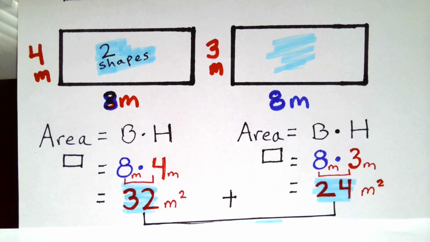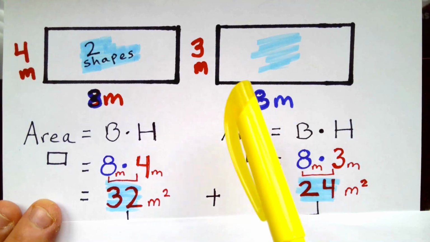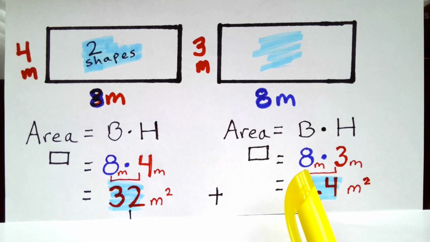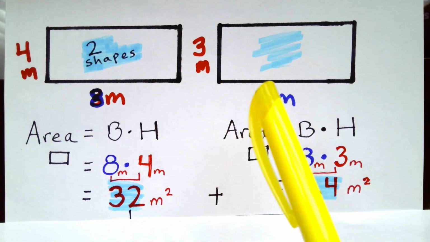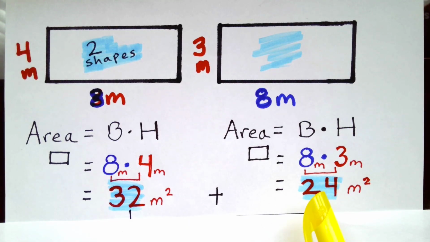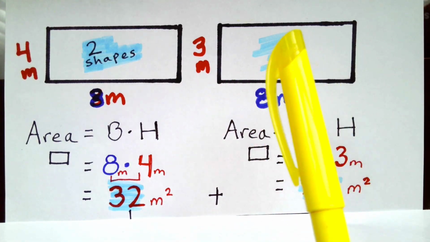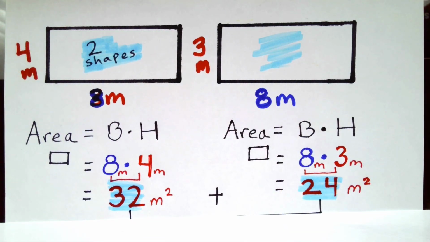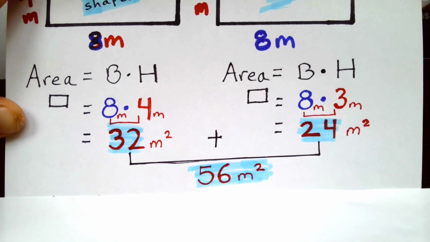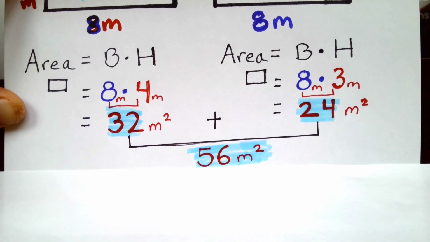We also have the other rectangle, which has a base of 8 and a height of 3. So my base is 8, I'll substitute 8 into the formula. My height is 3, I substitute 3 into the formula. 8 times 3 is 24. Meter times meter is meter squared. So in order to find the combined area of these two shapes, we add them together. 32 meters squared plus 24 meters squared gives me 56 meters squared.